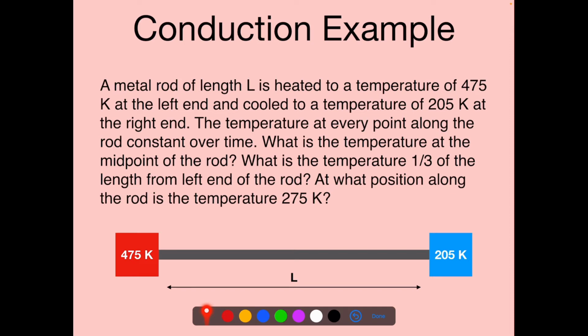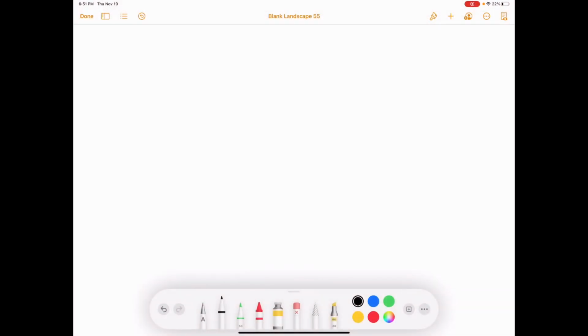So again, the idea here is if we hold this end at a constant temperature of 475 K, and we hold this end at a constant temperature of 205 K, the temperature is going to be slowly decreasing as you go from the left to the right end. So that's going to be the key to figuring out all of these questions. So we'll start by drawing a picture. So this is the rod.